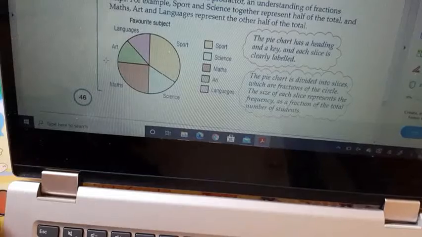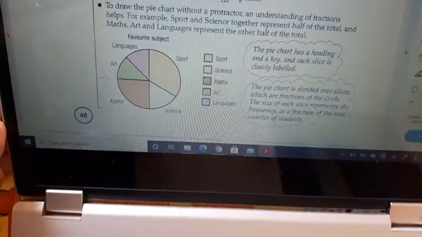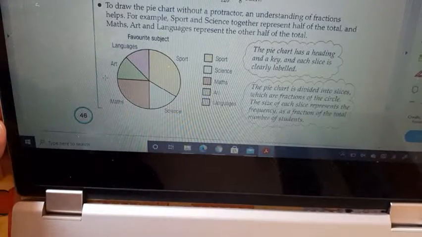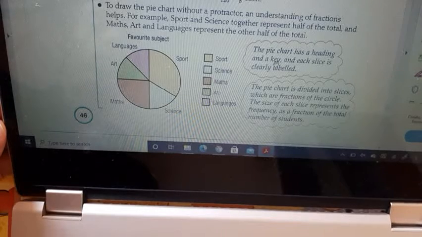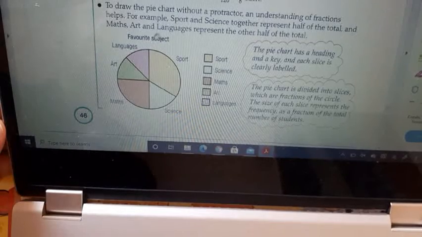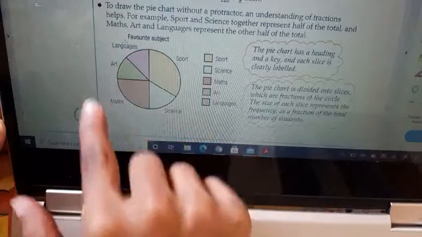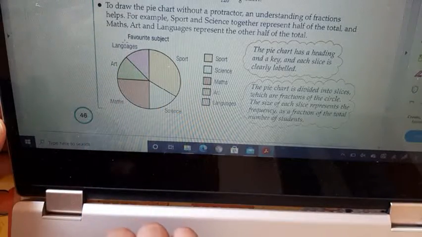So just let me show you this in the book. You can open your book, page 46. Here we have the pie chart. And by the way, for the pie chart, it has a heading and a key. Where is the heading? This is the heading. The heading means the title of the pie chart.